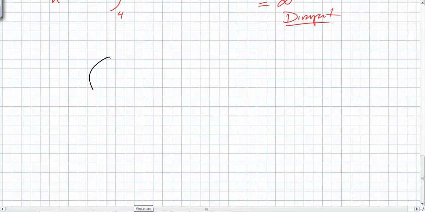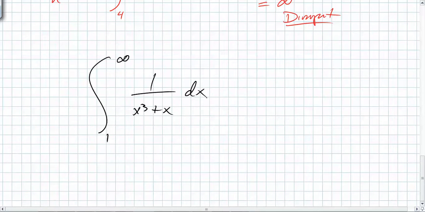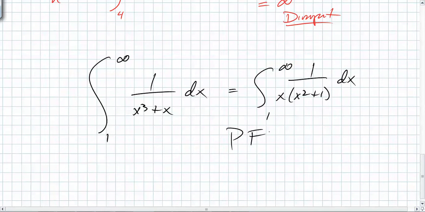Read it to me. 1 to infinity of... well, just do 1. Okay, you can do this. It's X cubed plus x dx. That's what you're trying to integrate, right? Now, here's the thing. This is equal to the integral from 1 to infinity of 1 over x times x squared plus 1 dx. Now use partial fraction decomposition, and you can integrate this thing.